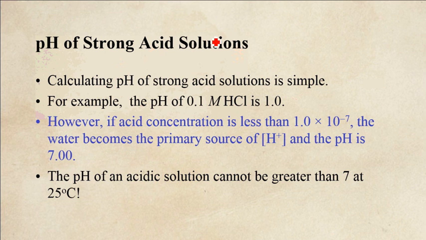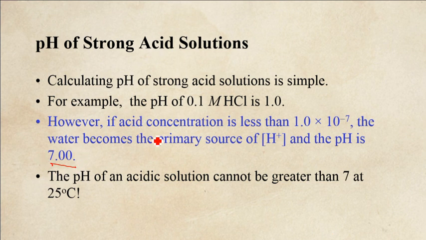pH of strong acid solutions. Calculating pH of strong acid solutions is simple. For example, the pH of 0.1 molar hydrochloric acid is 1.0. However, if the acid concentration is less than 1 times 10 to the negative 7th, water then becomes the primary source of hydrogen ions in the solution, and the pH is just going to be 7, which is water's pH, theoretically.